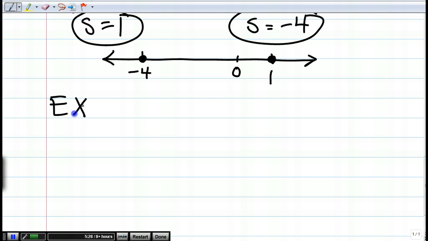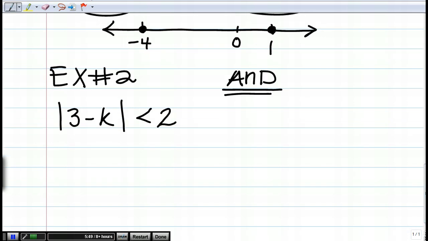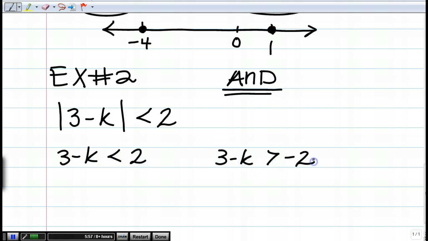Example number 2. Let's do one that's a less than. So I have 3 minus k is less than 2. So it's a less than and. So this should look like an and. So we are looking for the common area. I'm going to rewrite one that looks exactly the same, and then one where I change the inequality and I change the number sign.